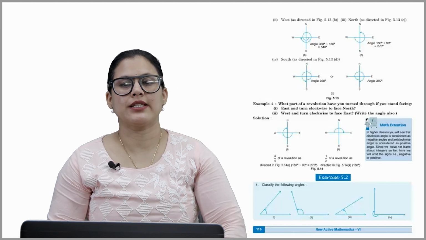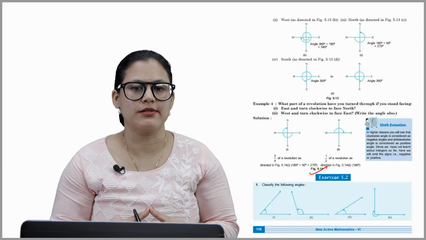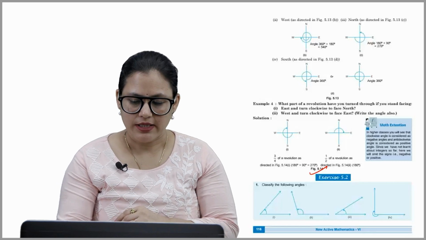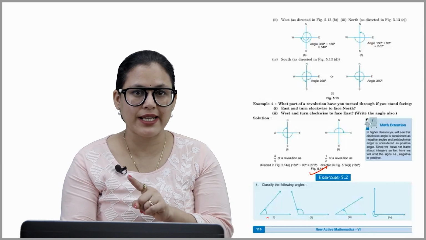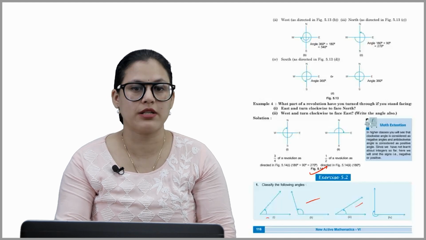Now let's do exercise 5.2. Classify the following angles by just looking at them. This is an acute angle because it is less than 90 degrees. This is an obtuse angle. This is an acute angle, and this is a reflex angle.